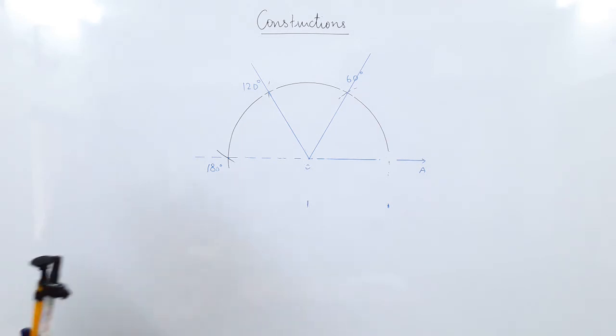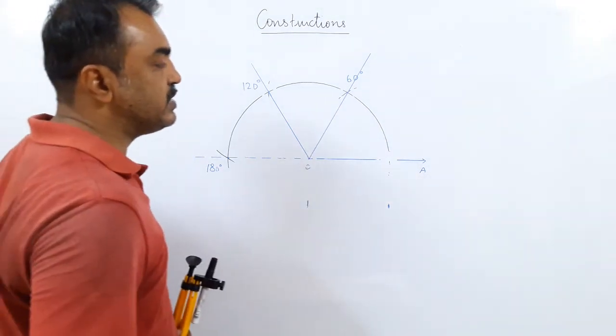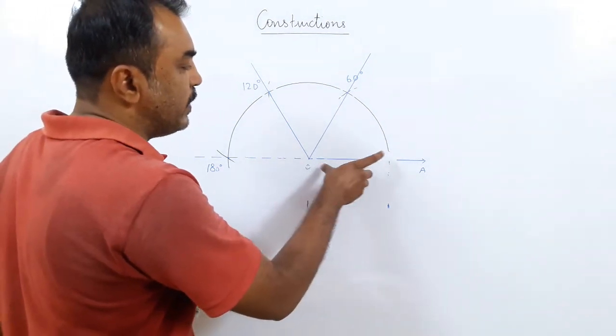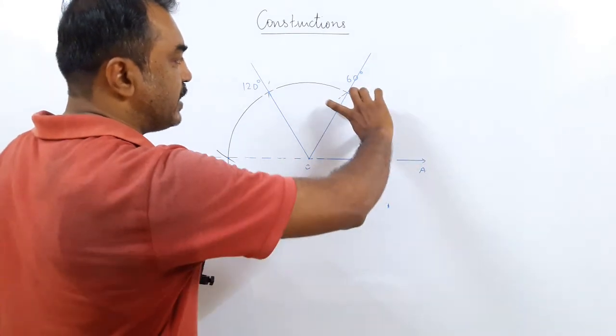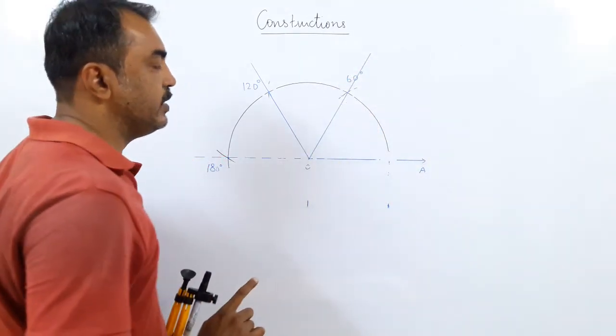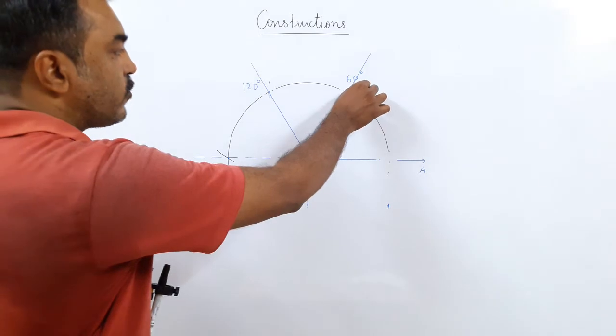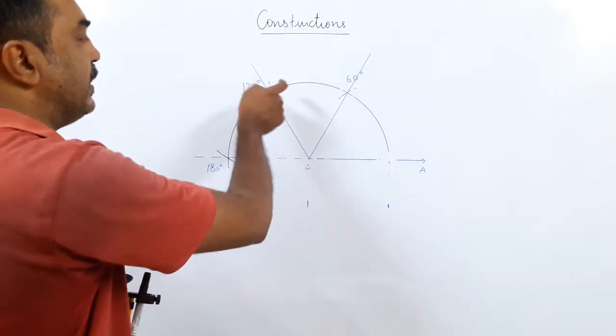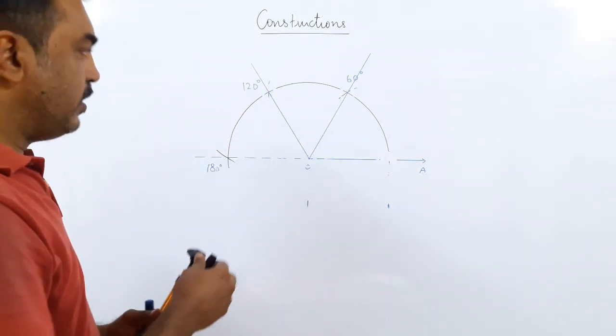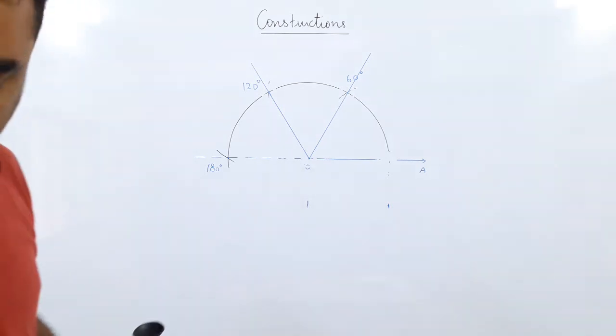Now, once we are done with 60 degrees, you understood 60 is easiest to draw. How? From the baseline, draw an arc, and with the same radius cut a point, you get a 60 degree. So 60 is easy to draw. From 60, if you go further, you will get 120 degree and 180. Now, we will do the other angles.